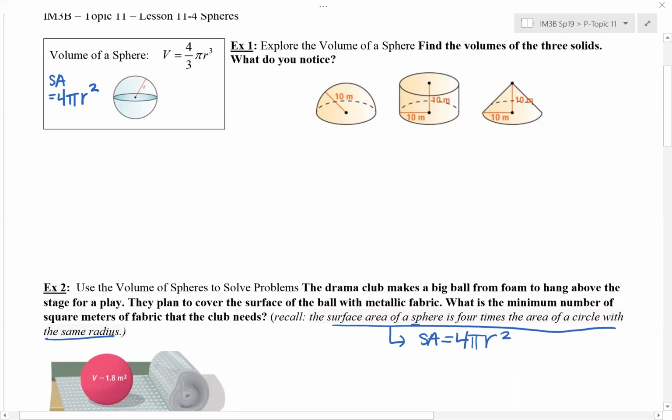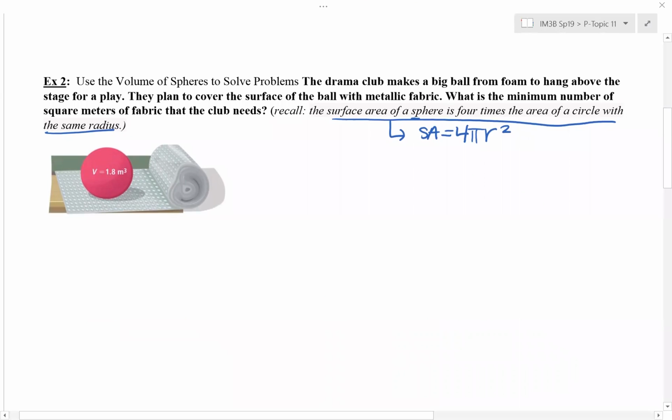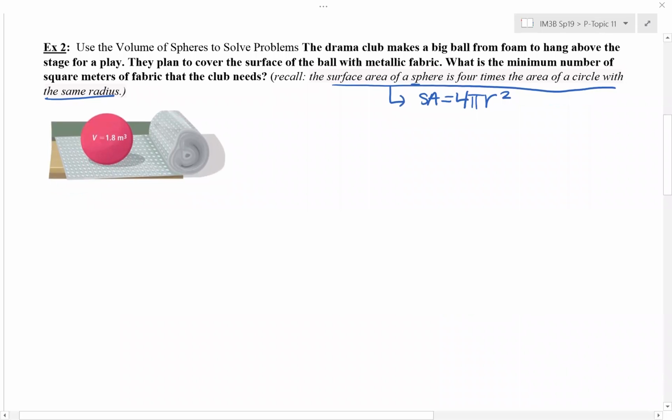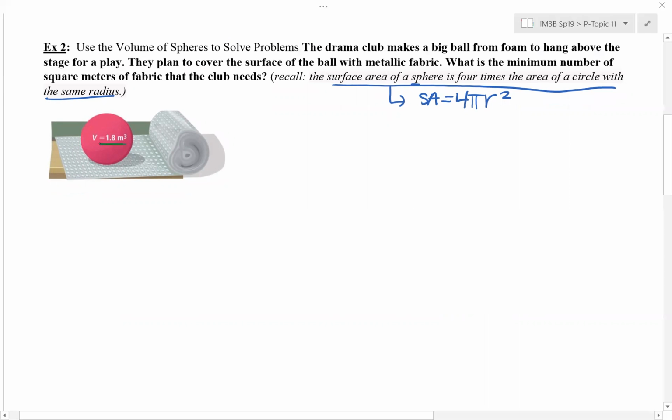So the question is asking us to answer using surface area. They tell us the volume. So the only measurement that we need to find its surface area is its radius. Okay, so we know volume, we want to know radius. So what we can do is use the volume formula and solve for the radius. They're telling us that the volume of this sphere is 1.8 cubic meters.